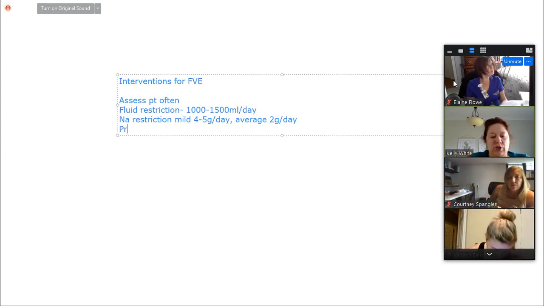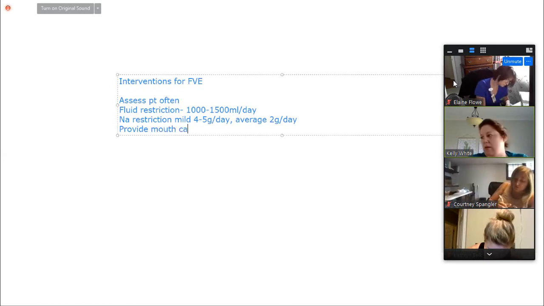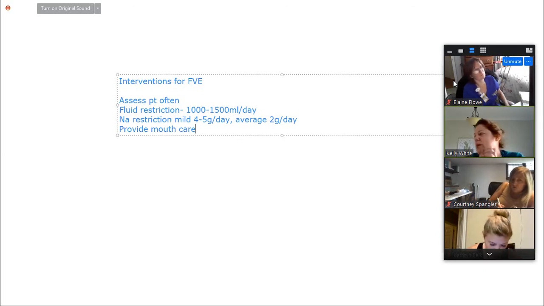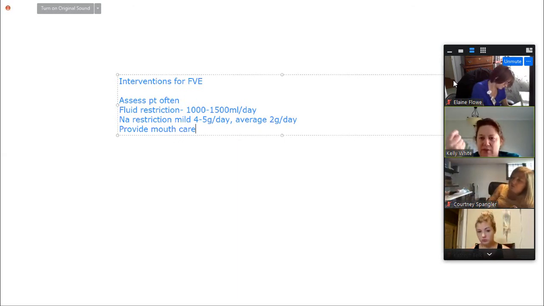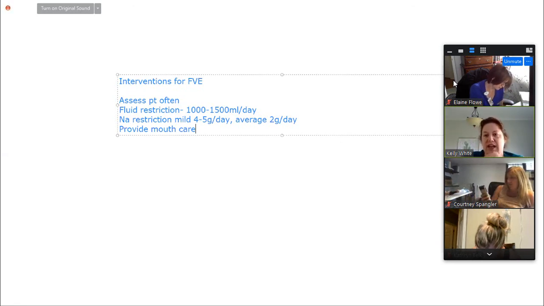We're going to provide mouth care. If we're doing mouth care, that hopefully will decrease their thirst triggers. So just keeping their mouth moist, handing them those little mouth swabs will help keep their mouth moist and lessen their craving or desire to actually drink.